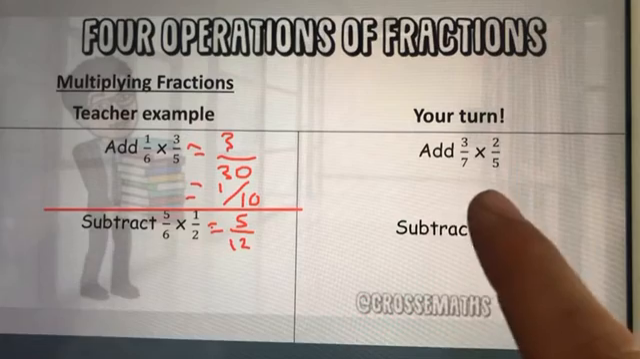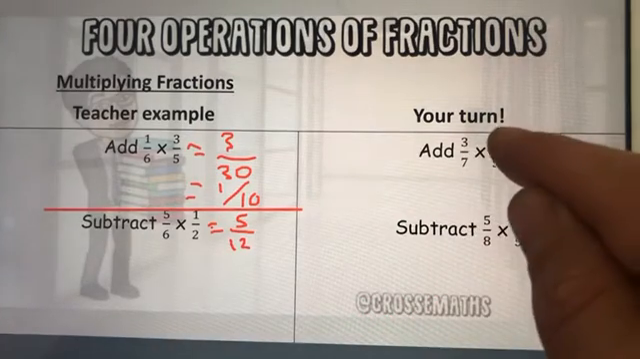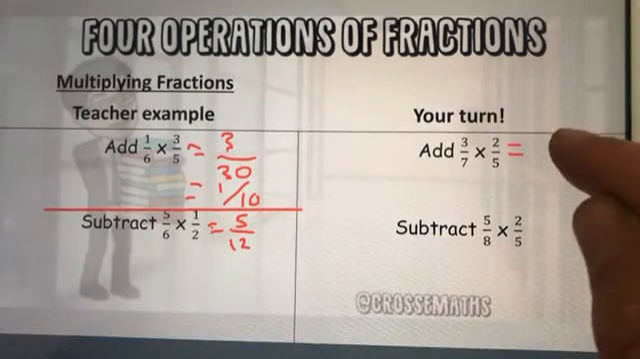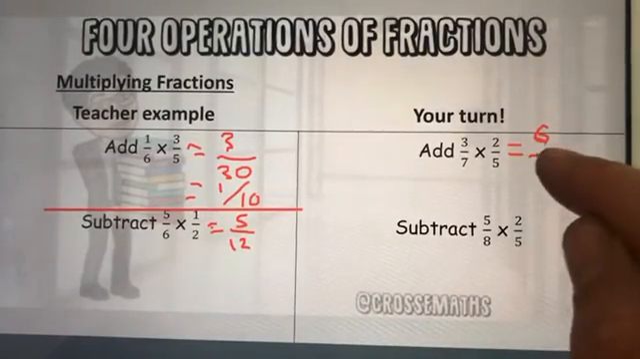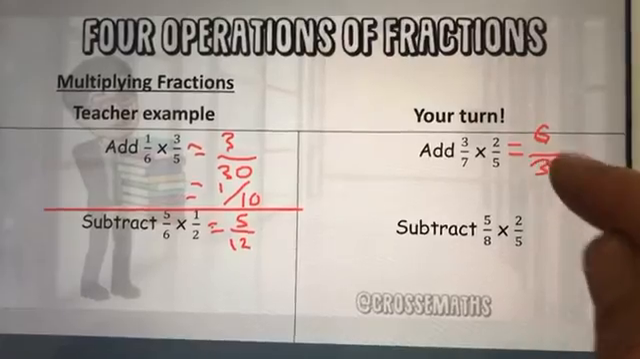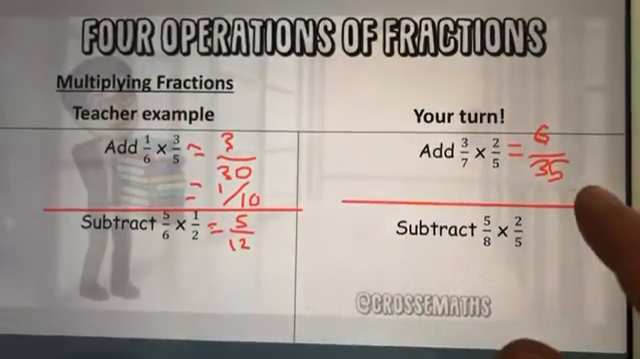Right, cool. So I got 3 over 7 times by 2 over 5. Again, same thing as we just did. 3 times 2 is 6. 7 times 5 is 35. That can't be simplified, so that's your final answer.